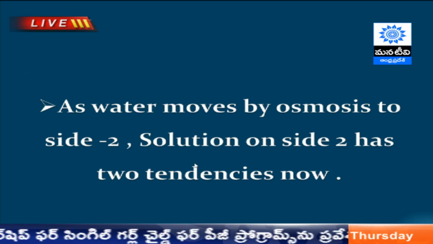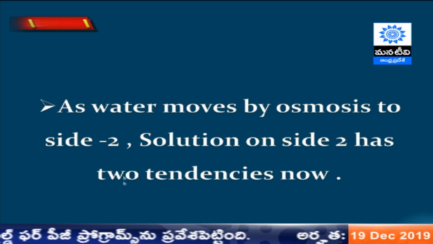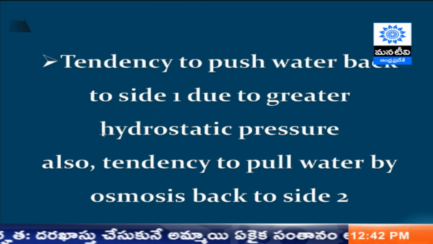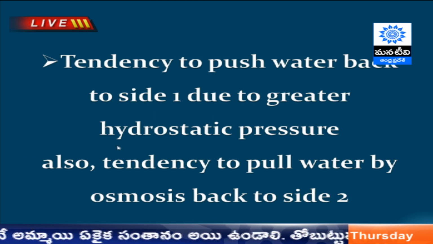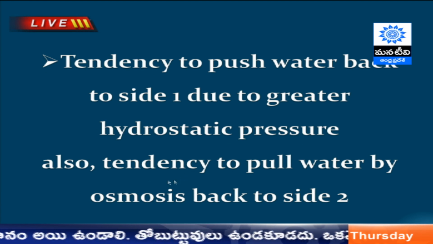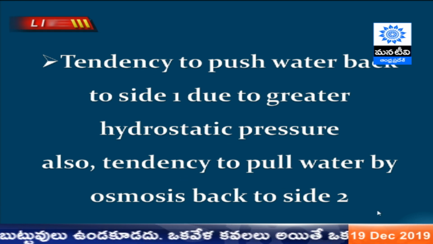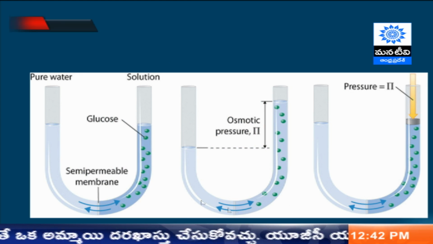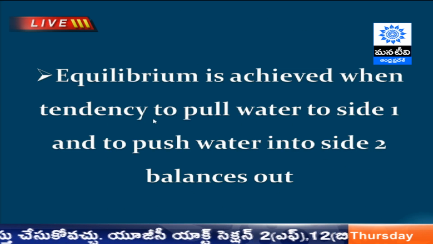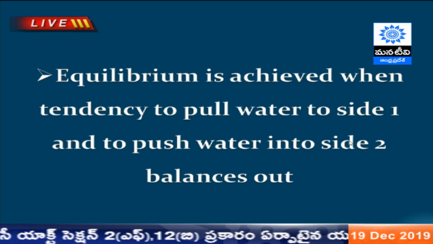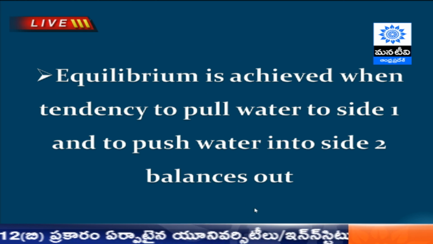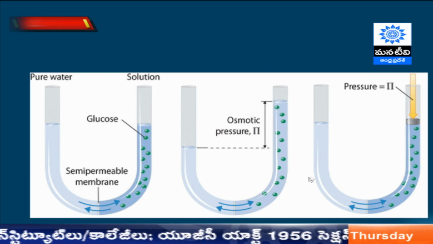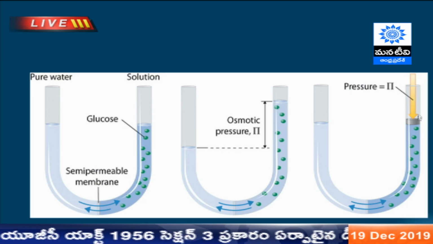As water moves by osmosis to side 2, the solution on side 2 has two tendencies now. A tendency to push water back to side 1 due to greater hydrostatic pressure, and also a tendency to pull water by osmosis back to side 2. So, these to and fro tendencies are there. Equilibrium is achieved when the tendency to pull water to side 1 and to push water into side 2 balances out. That is how you will achieve the equilibrium.